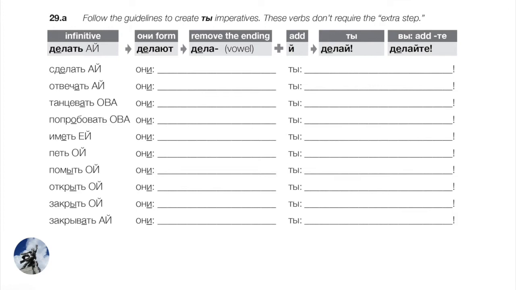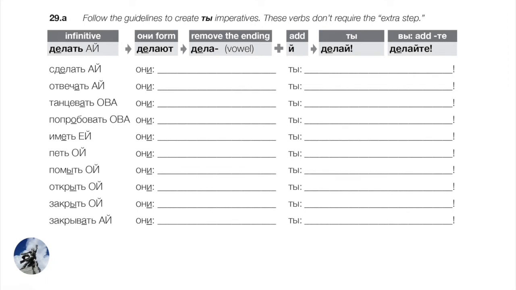Okay, иметь. Remember, е verbs often look a lot like И verbs. We just have an е instead of an а. Они имеют, right? They have. Они имеют. Drop the ют. We're left with an е. We add й краткое. We get имей.